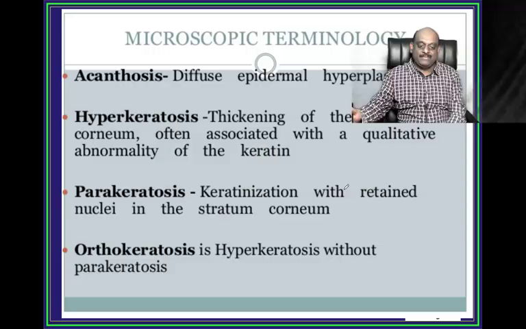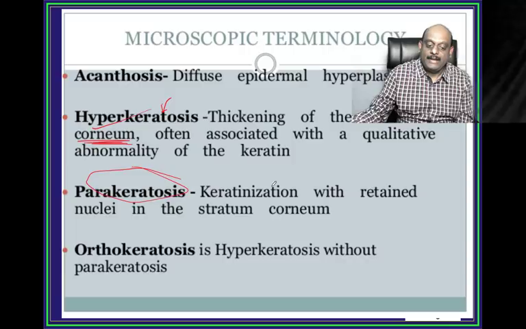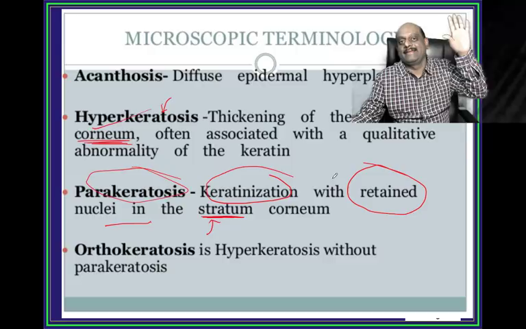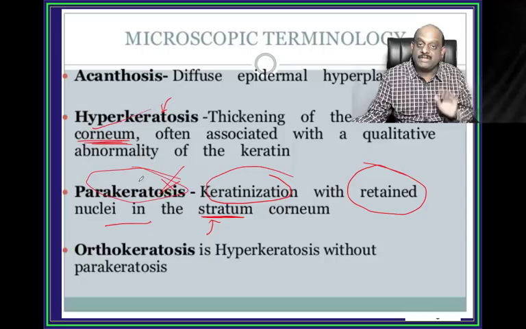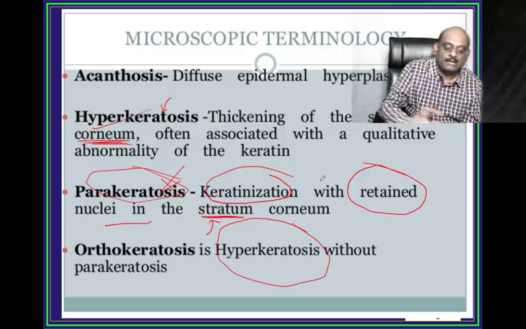What is hyperkeratosis? Thickening of the stratum corneum is called hyperkeratosis. Parakeratosis is also keratinization but with retained nuclei in the stratum corneum. With retained nuclei, it is called parakeratosis. Orthokeratosis is any hyperkeratosis without parakeratosis, meaning without retained nuclei, is called orthokeratosis. This definition you should be sure of, doctor.